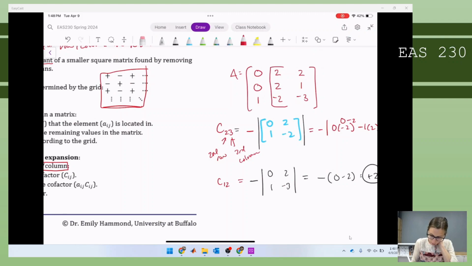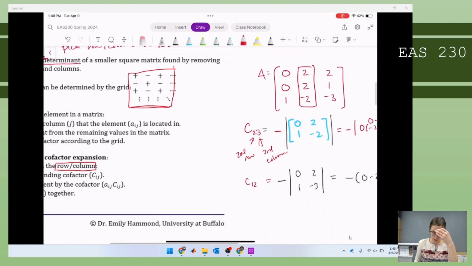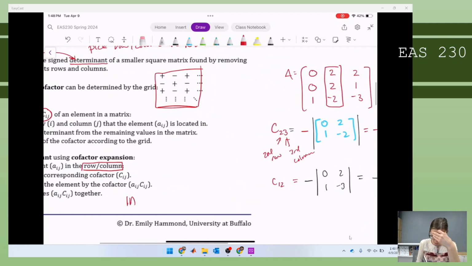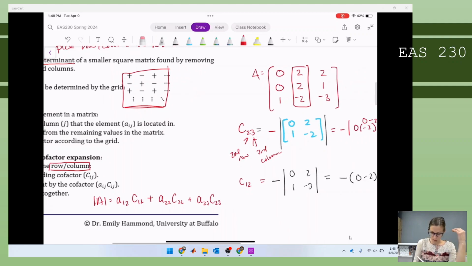Let's pick this column here. So I would go ahead and say my determinant of A equals element A21 times C21 plus A22 times C22 plus A23 times C23. Where I take A21, which is 2, times its cofactor, plus A22, which is also 2, times its cofactor, plus A23, which is this -2 here, times its cofactor. Add them all up, and that's your determinant.